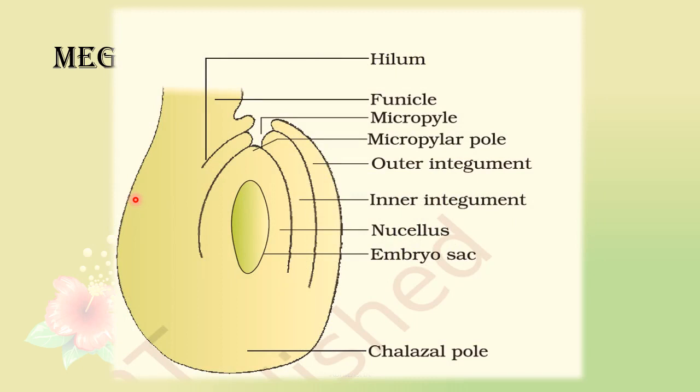As we discussed, there are two integuments, the outer and the inner. Inside is the nucellus. The cells of nucellus have abundant cytoplasm and are rich in food reserves. Within nucellus is the megaspore. This megaspore will form the female gametophyte or embryo sac. Now besides these, you can see one more label at the bottom, the chalazal pole, and three more labels at the top: hilum, funicle and micropyle.